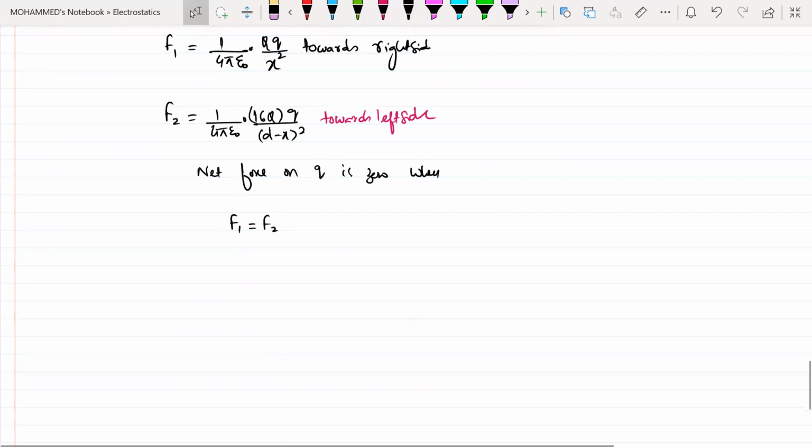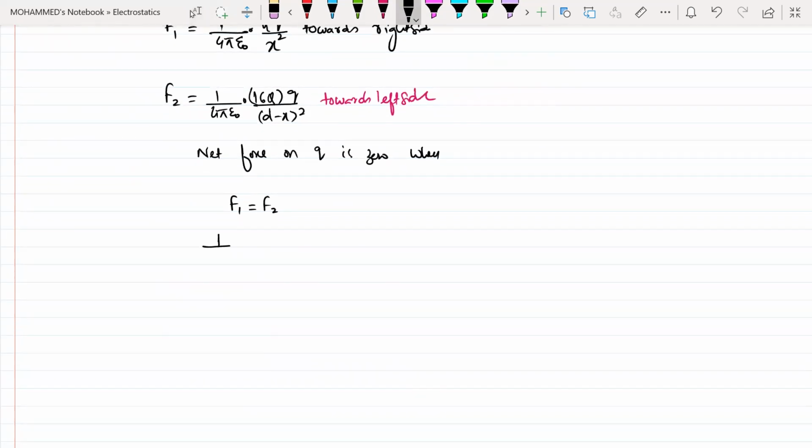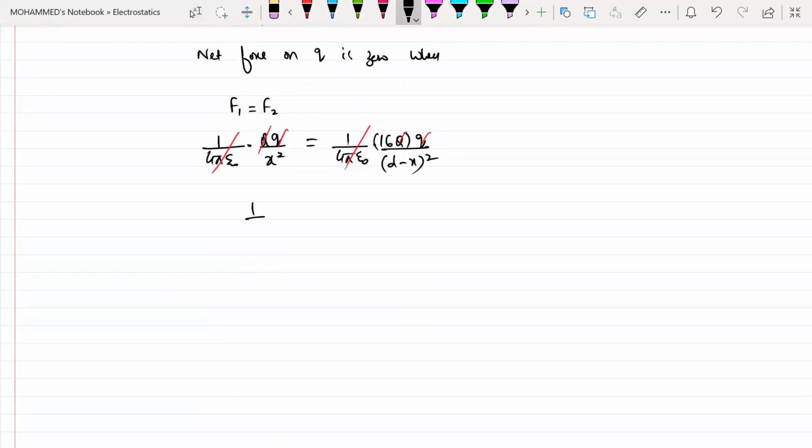Now substitute the F1 value here. It is 1 by 4 pi epsilon naught into capital Q into small q divided by x square, equal to 1 by 4 pi epsilon naught into 16 times capital Q into small q divided by d minus x whole square. 1 by 4 pi epsilon naught, capital Q and small q will get cancelled. So remaining is 1 by x square equals 1 by d minus x whole square.